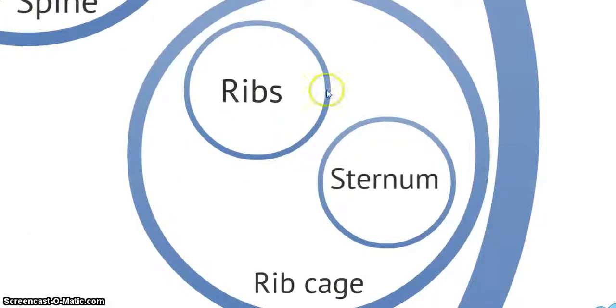Then the rib cage is made up of the ribs and the sternum, and this of course is very important for protecting the internal organs in the upper body, for instance the lungs and the heart.